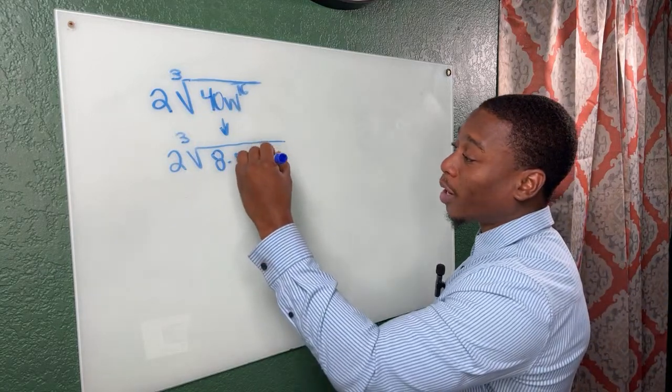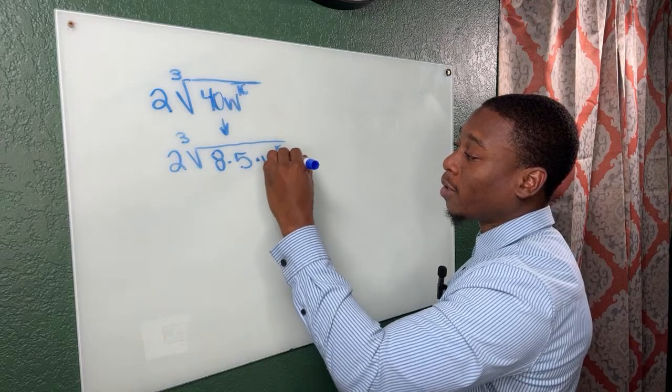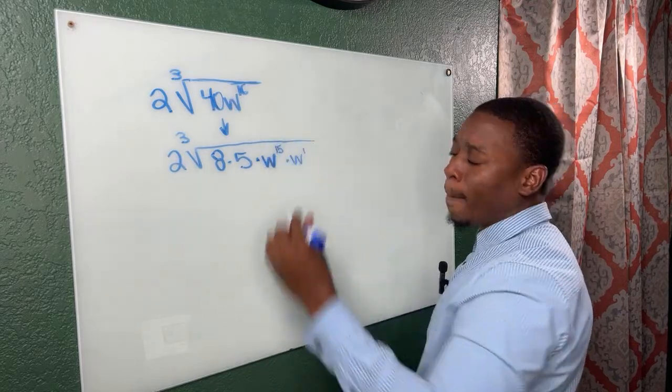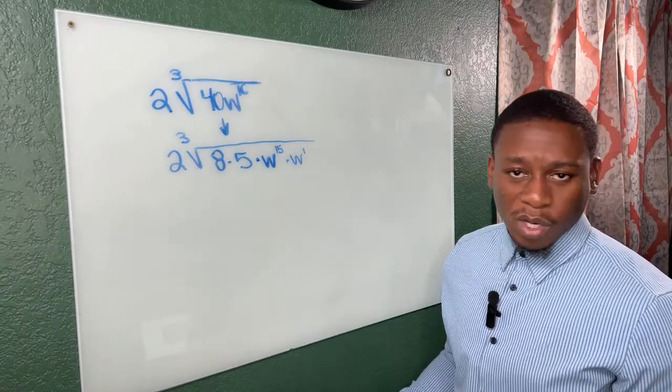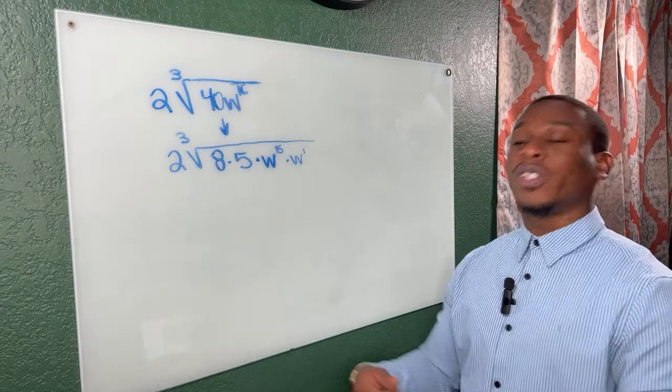So we're going to multiply this and split w to the 16th as w to the 15th times w to the 1st. And you don't have to put the first. You could just put w. There's an understood one. I'm just doing that so you guys understand for the video's sake.